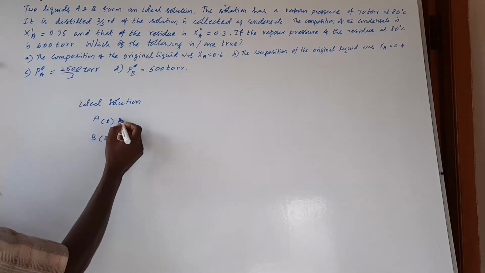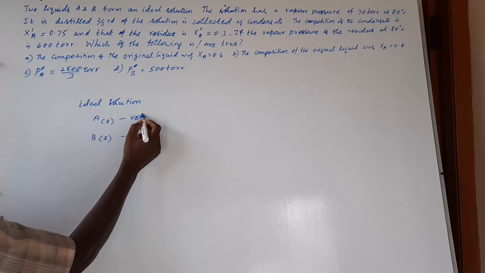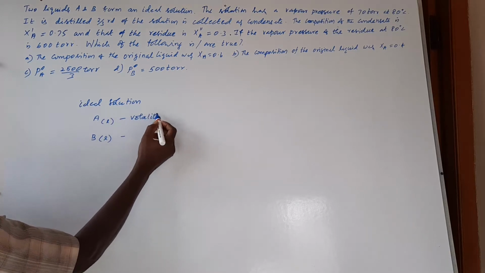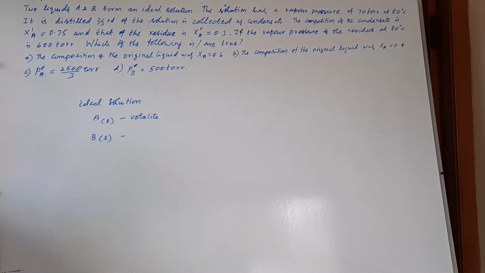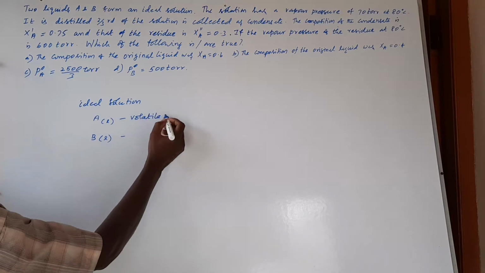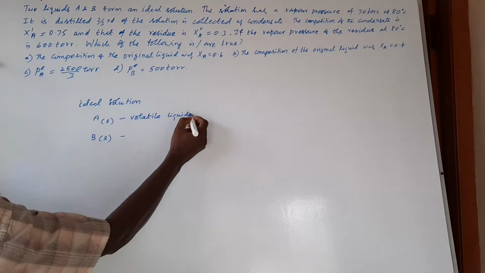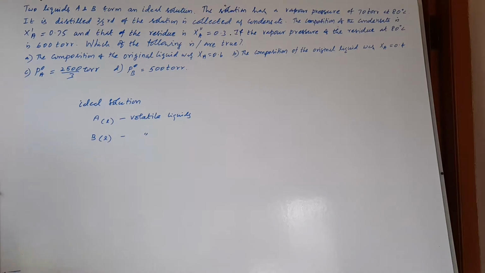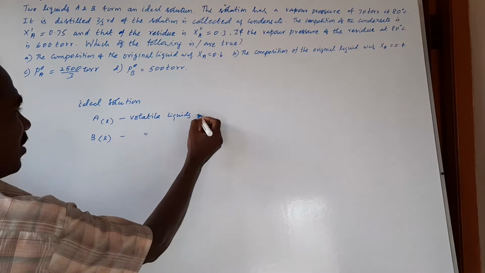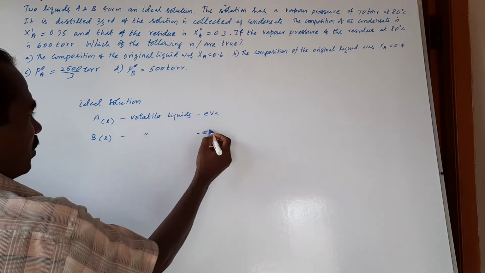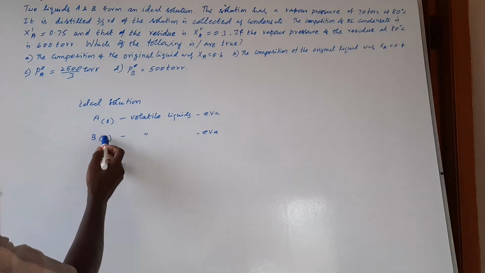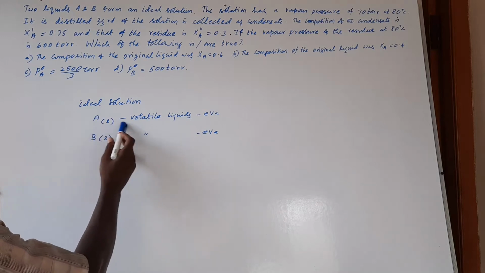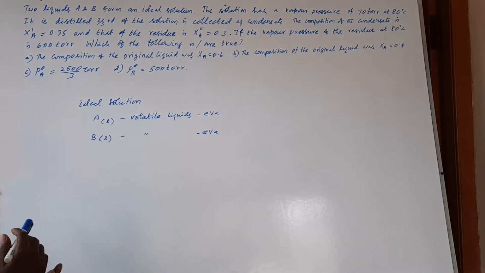Out of these two, both are volatile liquids. A evaporates as well as B evaporates. Both exert vapor pressure. A is exerting vapor pressure, B is exerting vapor pressure.